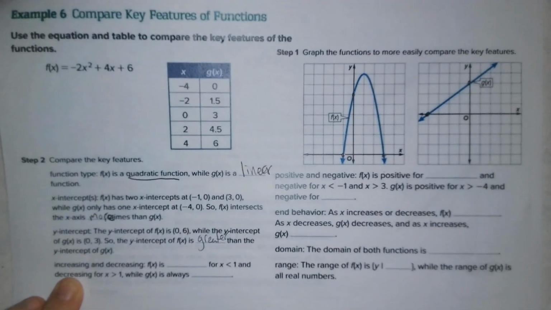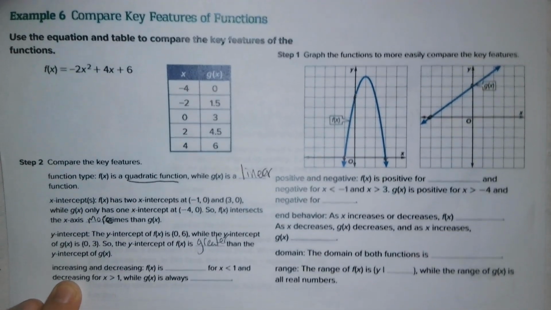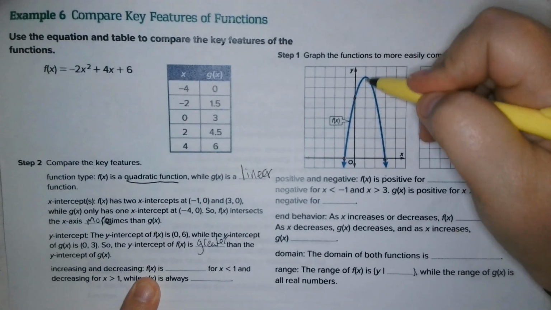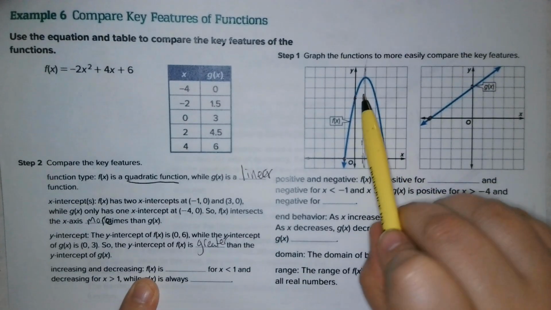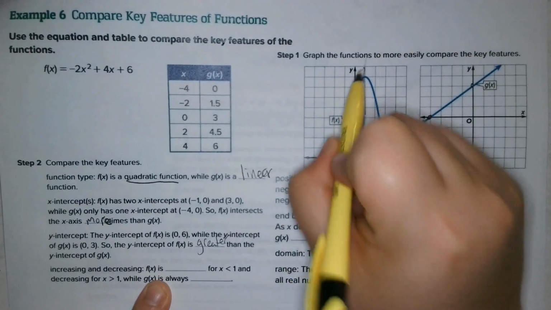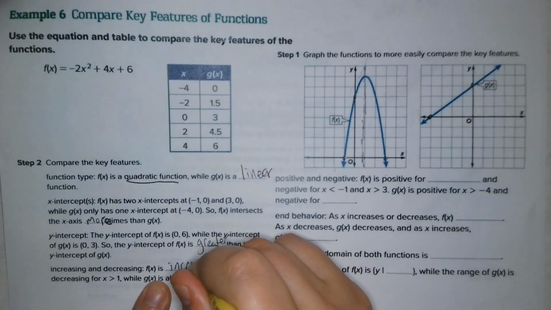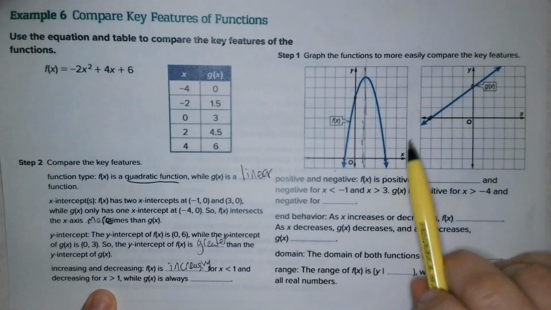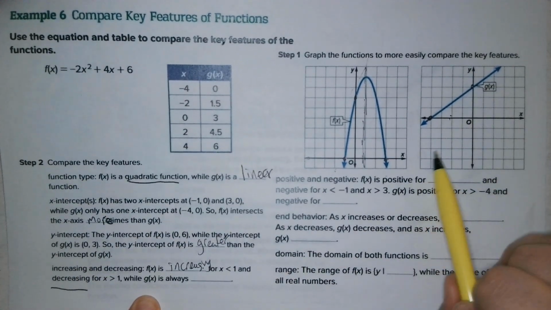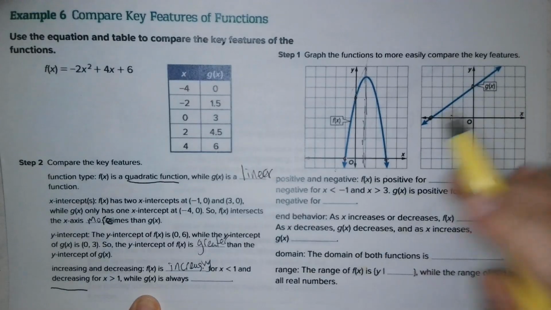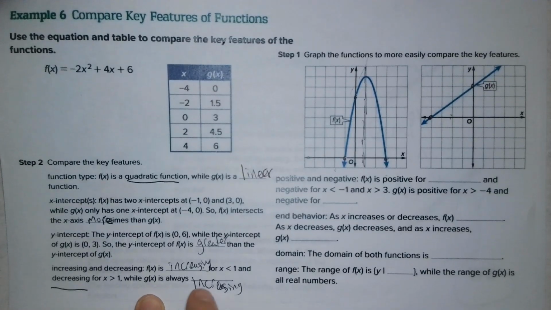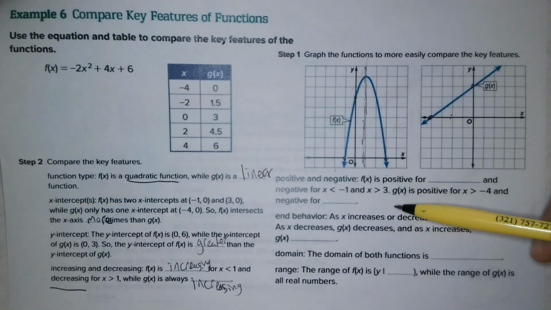Increasing and decreasing. So remember, we read graphs from left to right. So f of x, when x is less than 1, so here's 1. What is happening when x is less than 1? From left to right, it is going up. It's increasing. But when x is greater than 1, it is going down. So it is decreasing. G of x, if you read it from left to right, what is it always doing? It is always going up, so it is always increasing.